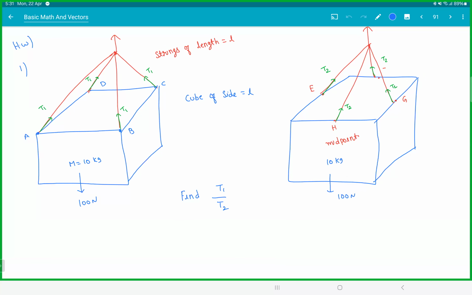Hope everyone has tried the homework problems. This was the first thing. We have a block of mass 10 kg and you have connected 4 strings on the corners. In the second case, you connected them to the middle of the sides. And the question was to find the ratio of the tensions.